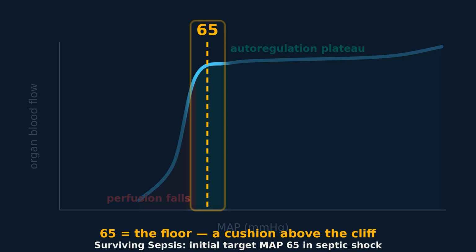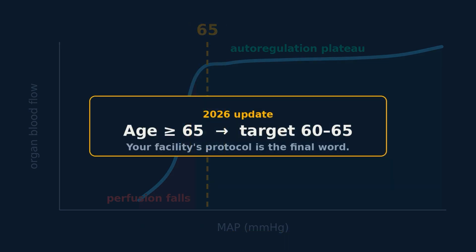And a 2026 note worth knowing. For patients 65 and older, the guidance now suggests a target range of 60 to 65 rather than pushing higher. Your facility's protocol is the final word, but that's the reasoning underneath it.